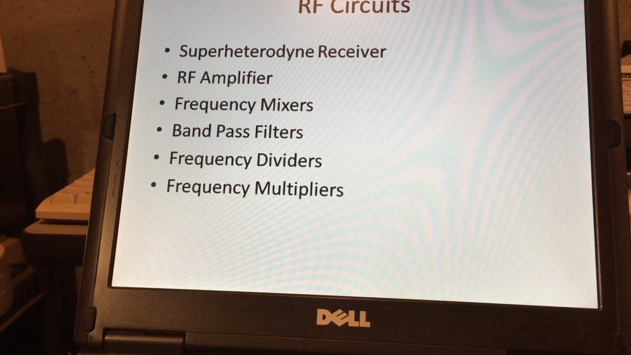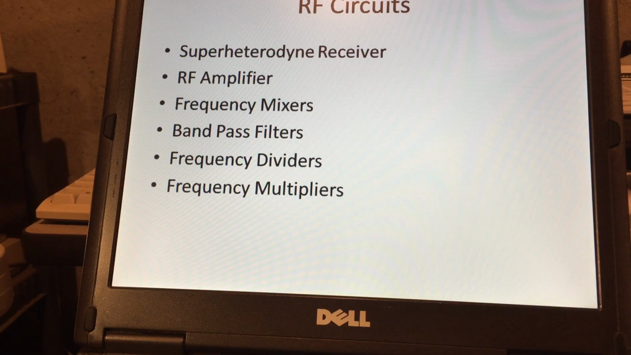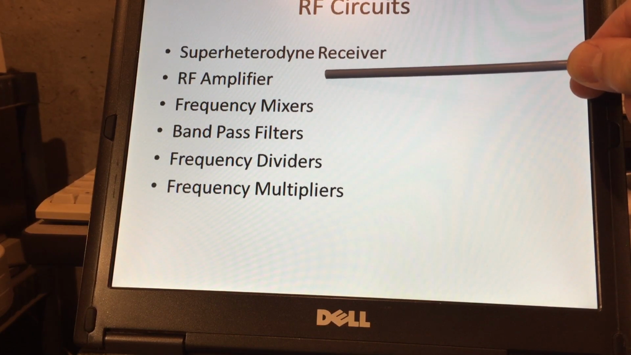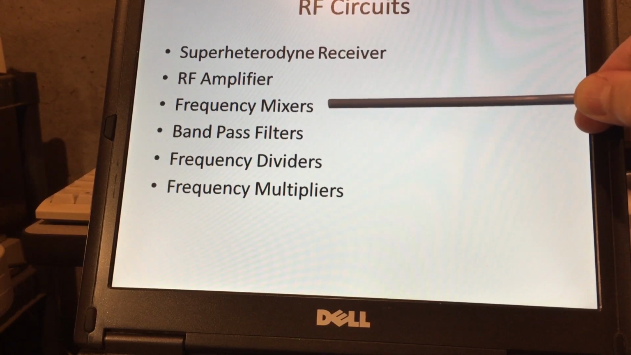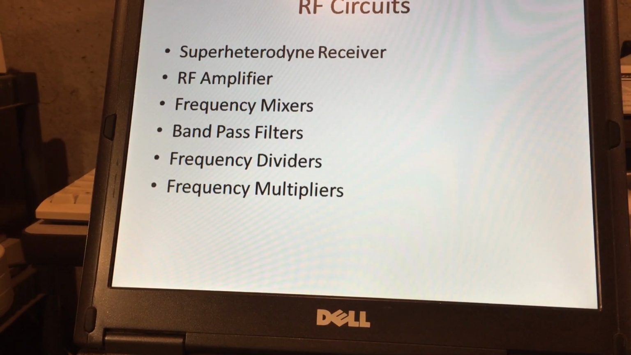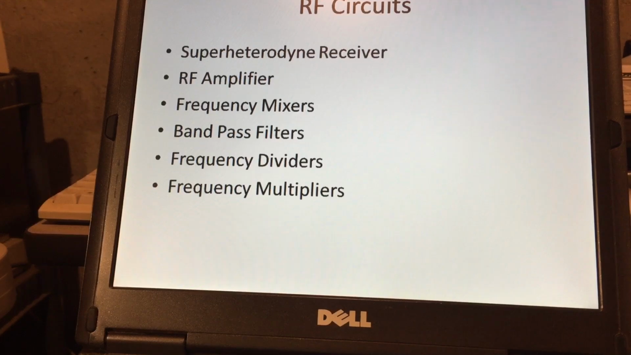RF Man here. Today I'm going to continue my discussion on superheterodyne receivers. This will be part 4 of a 4-part video. I've already discussed in parts 1, 2, and 3 small signal RF amplifiers, frequency mixers, bandpass filters, and frequency dividers. Today the focus is going to be on frequency multipliers.